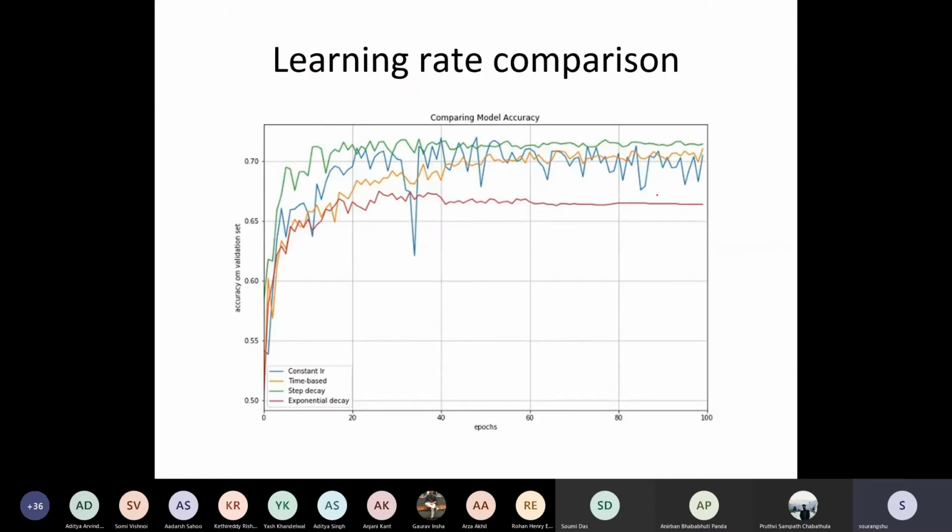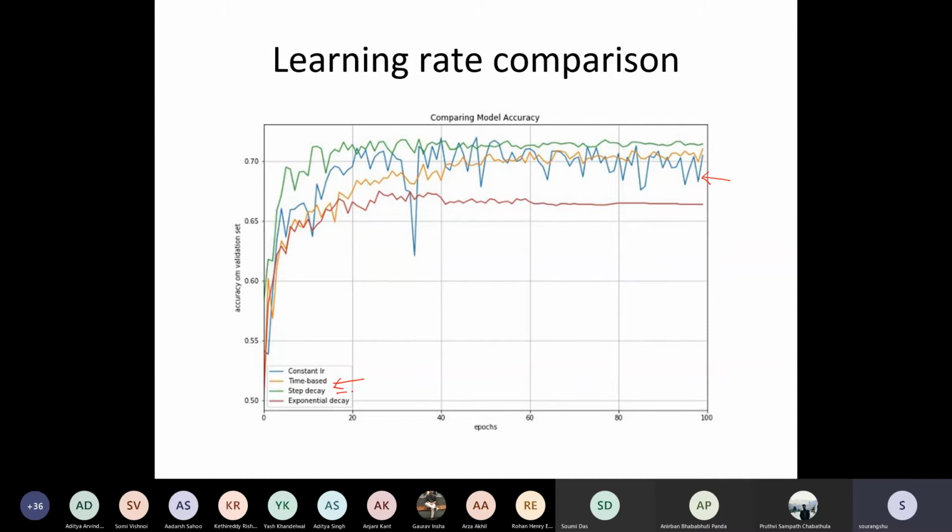Now this is a comparison of different step size rules on some particular problem. So this blue one is basically a constant step size rule. And then this orange one is the time-based step size rule, which we just used. So these are commonly used.